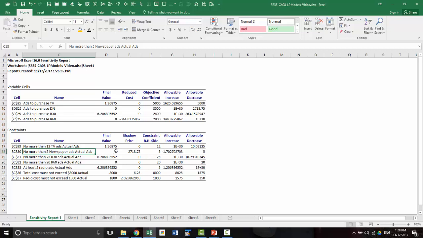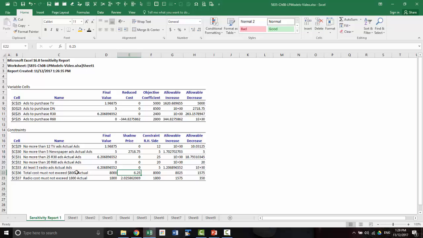So if you allow it to go to 6, then you will be able to increase the audience reached by that amount. And on the flip side, if you decrease the limit from 5 to 4, again, you can go all the way down to 0 for the shadow price to still be valid. So this will be the number of audience reached that you will lose.